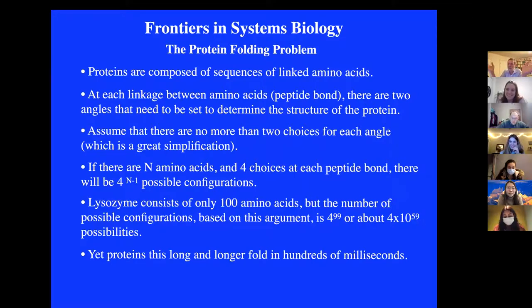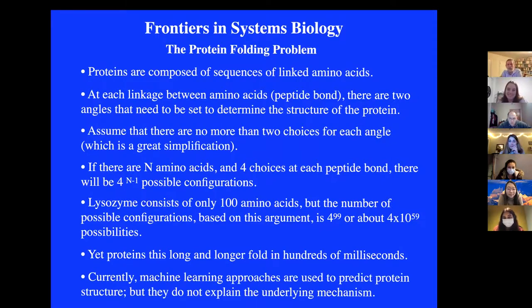Somehow they find the right place. How do they do it? That's the protein folding problem. Okay, for those of you who know enough computer science, this is an NP-hard problem as formulated here. Okay, it's non-polynomial time, it's clearly exponential, but it's being done in polynomial time. Wow, solve that, you'll be very famous, okay?